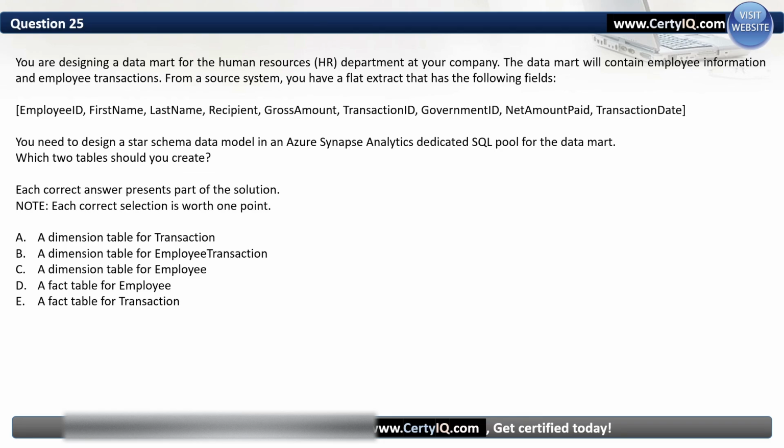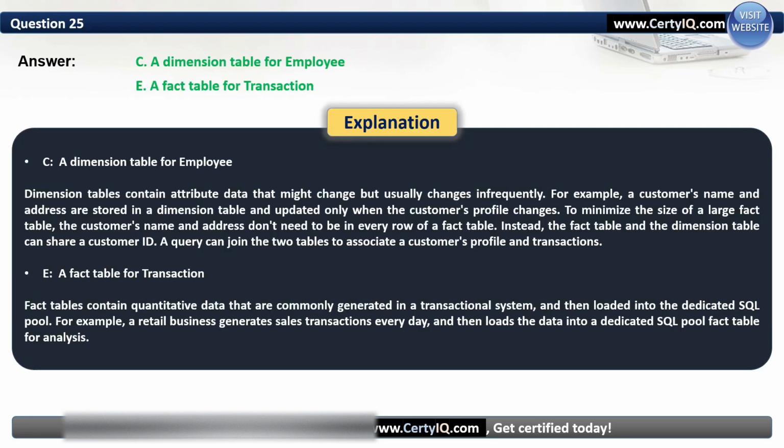The correct options are C and E. That is, a dimension table for employee and a fact table for transaction. About the options, C. Dimension tables contain attribute data that might change but usually changes infrequently. For example, a customer's name and address are stored in a dimension table and updated only when the customer's profile changes. To minimize the size of a large fact table, the customer's name and address don't need to be in every row of a fact table.